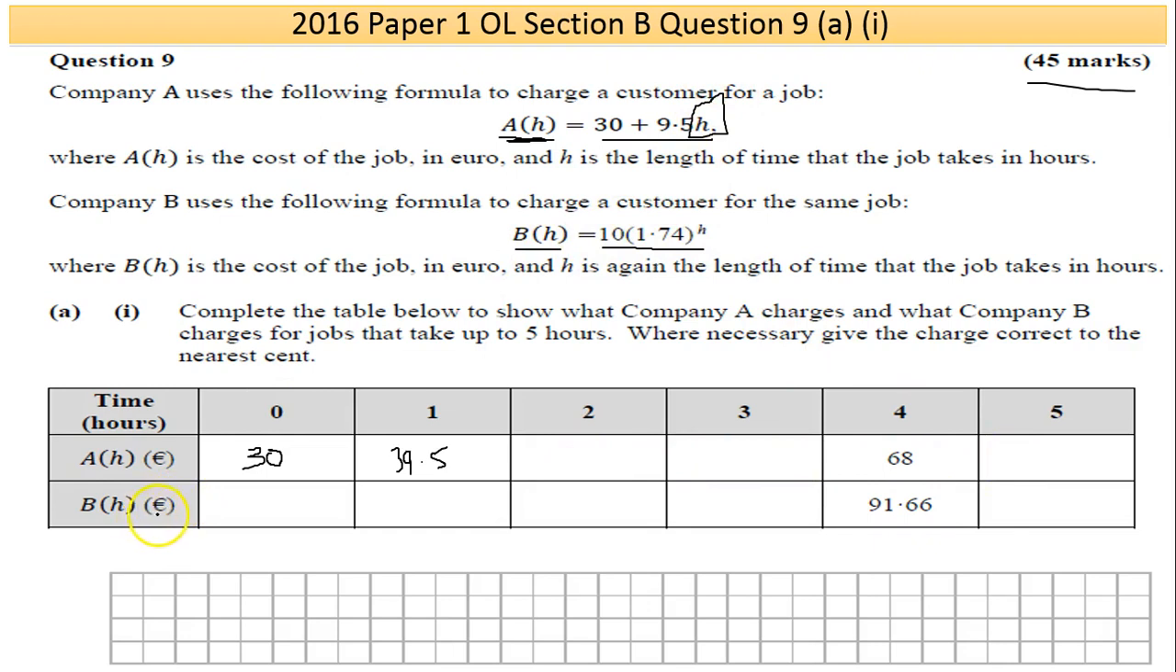You then move on to calculate the cost of the job for company B. You put 0 in, so that will become 10 times 1.74 to the power of 0. Now, the power of 0 is 1, so it becomes 10 times 1. So the first one will be 10. The second one would be larger: 10 times 1.74 to the power of 1. The power of 1 is itself, so it's 10 by 1.74, which moves the decimal place once, to be 17.4.